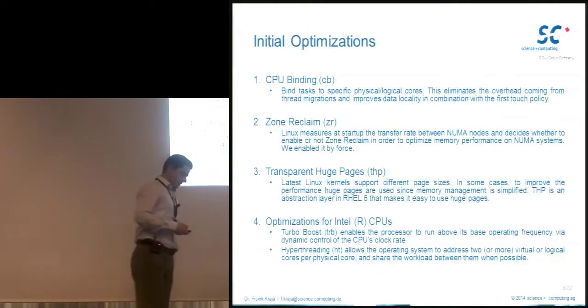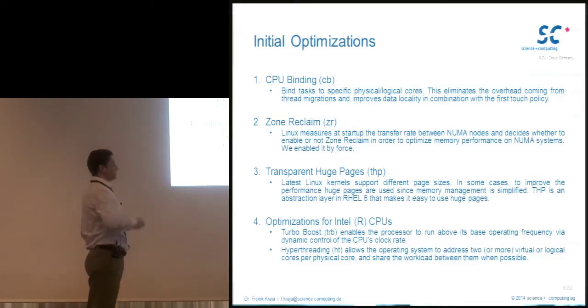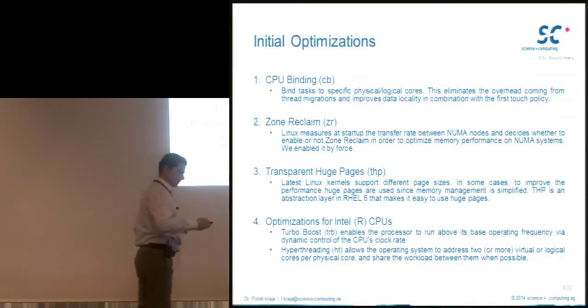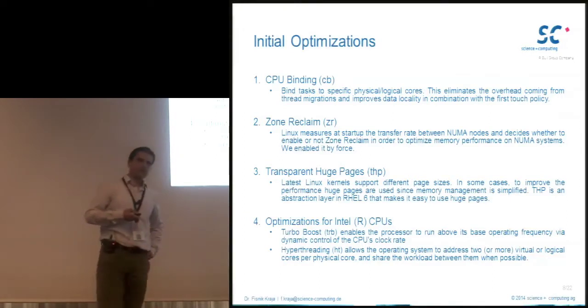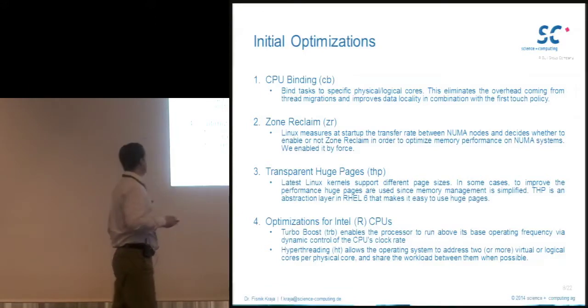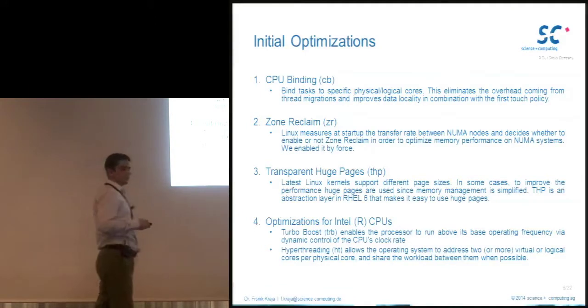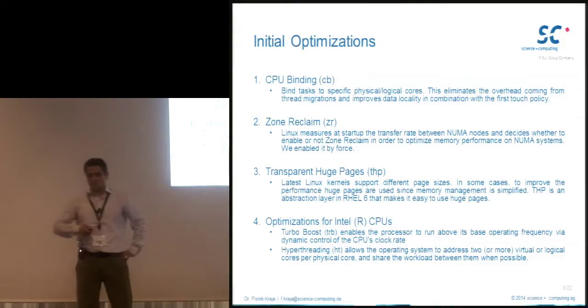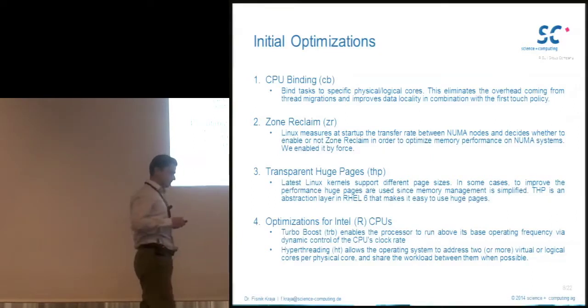So the initial optimizations, I guess everyone in this room knows most of the terms, for example CPU binding, turbo boost or hyperthreading. I will not stop in detail on these terms, but for some of you the terms zone reclaim or transparent huge pages might be new, so I need to stop and say some words on that.